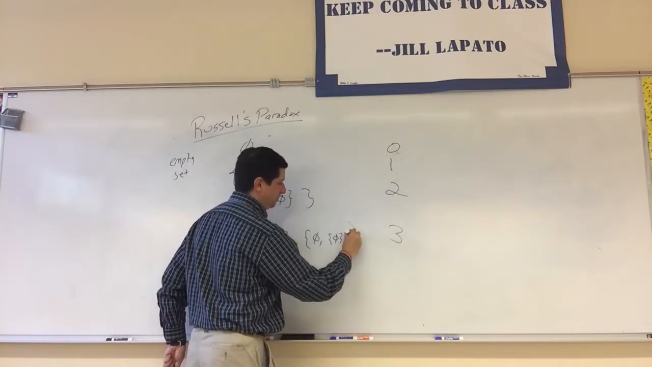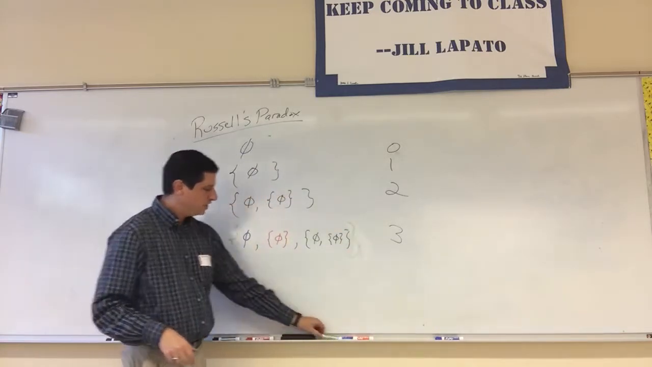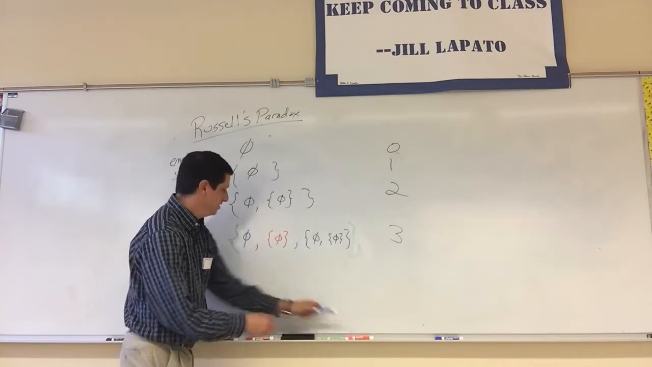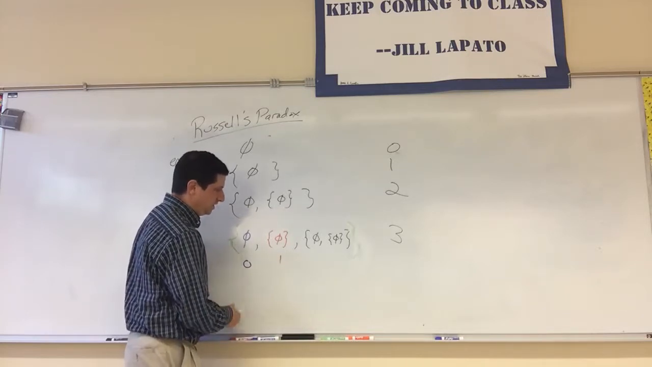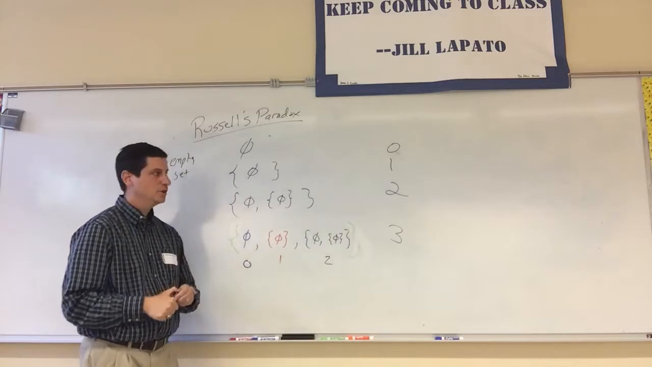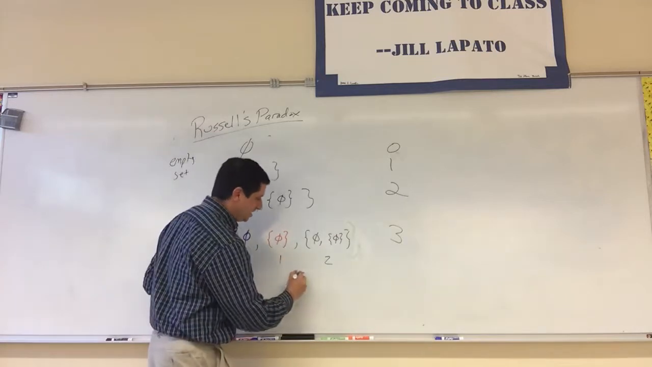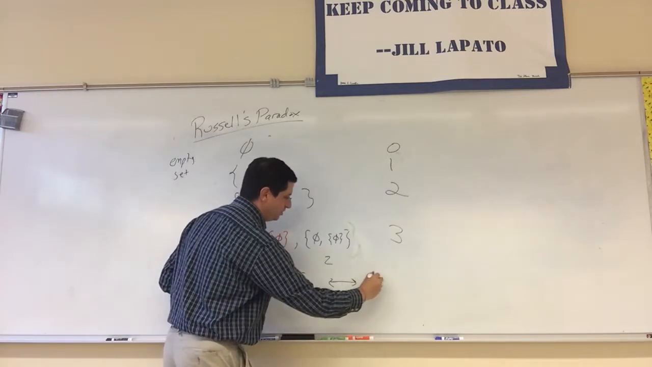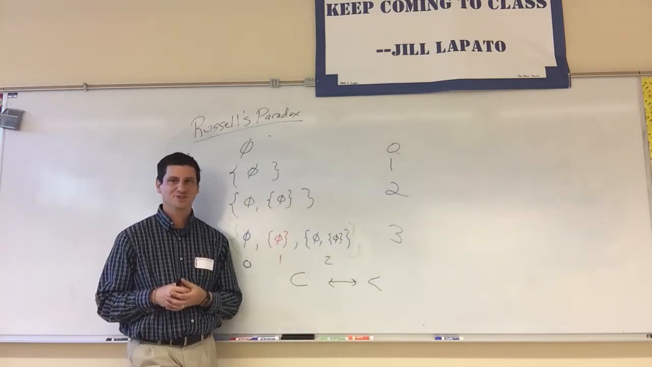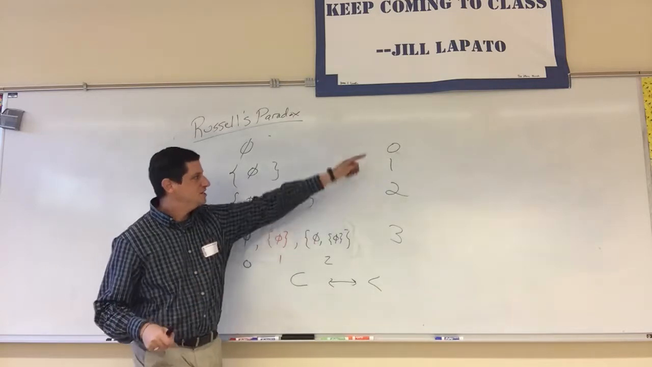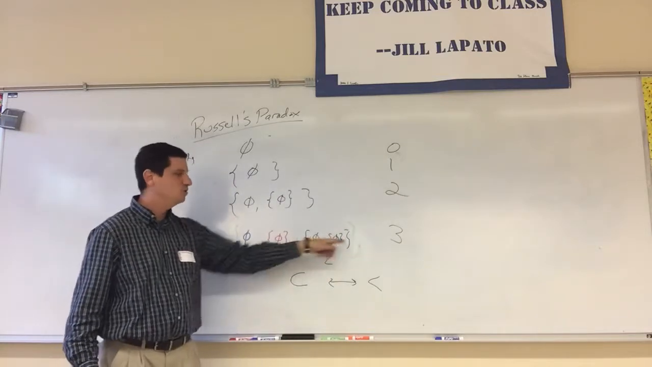Alright, so this will probably be the end of green for the day. So here's a set with three elements. If you look carefully, you can see looking in this set, here is 0, here's 1, and here's 2. 2 is a subset of 3. So basically, set inclusion corresponds to less than. And this is how some people build up the natural numbers. And so 0 is less than 3 because 0 is included in 3. 1 is less than 3 because 1 is included in 3.